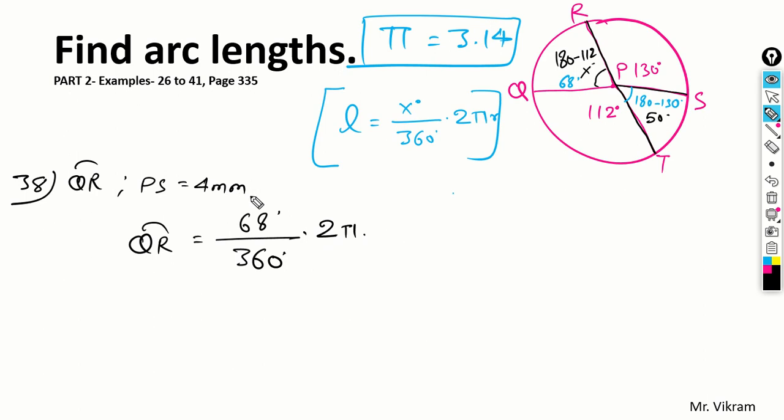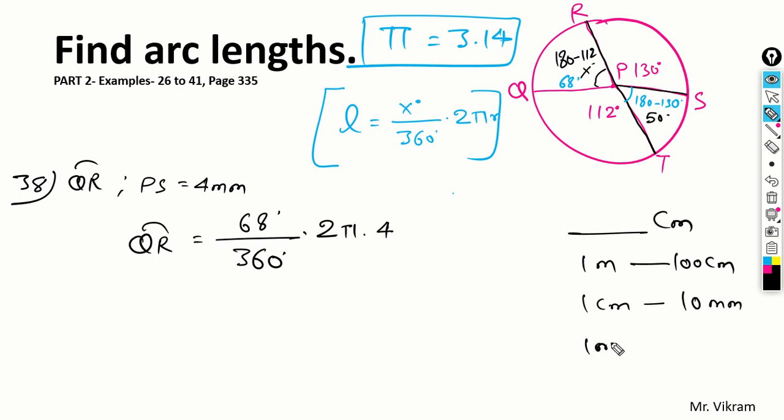So now if you want to find your answer in millimeter, then you can simply write 4. But if you have options in centimeter, so first you will have to change this to centimeter, right? So 1 meter, you know, is 100 centimeter, and 1 centimeter is equal to 10 millimeter, right? So 1 millimeter will be equal to 1 over 10 centimeter. So I'm solving in terms of millimeter. You can further solve in terms of centimeter using these conversions.